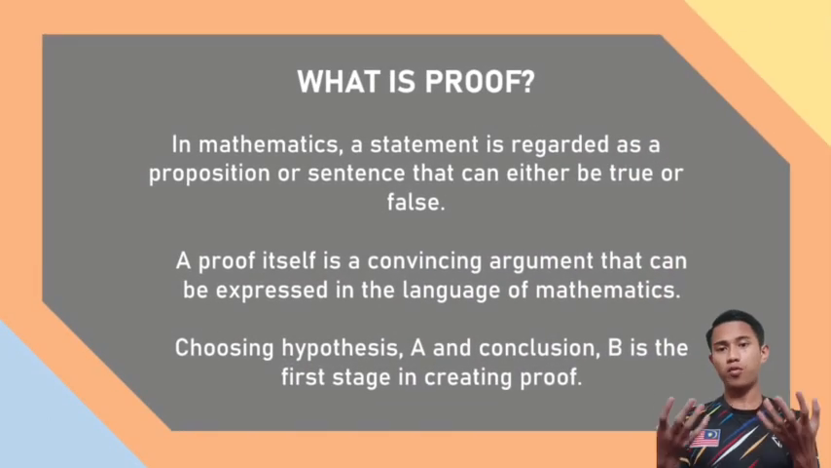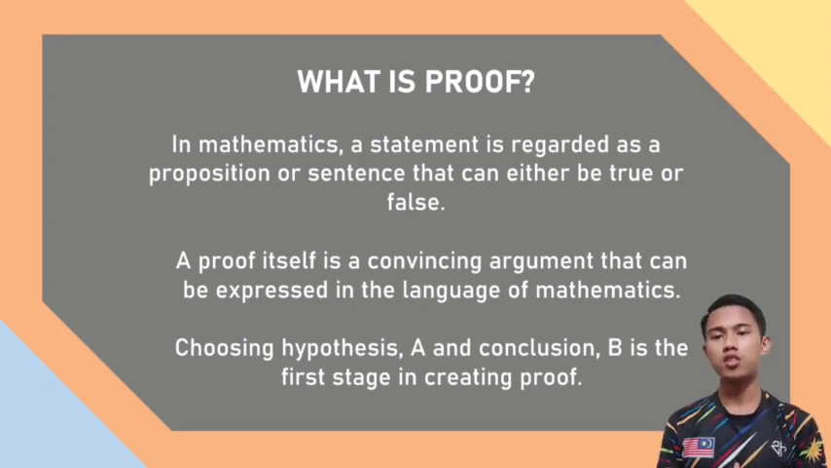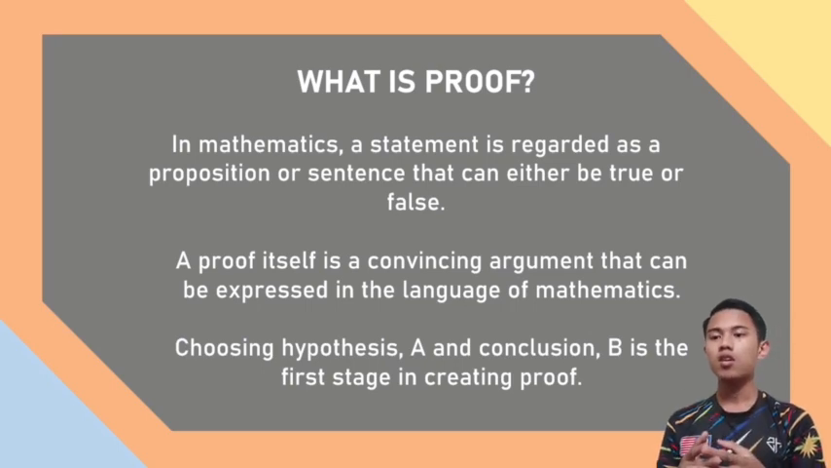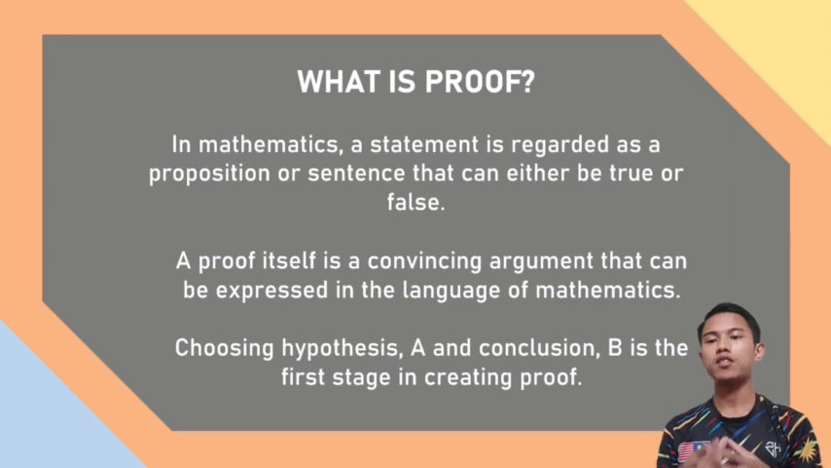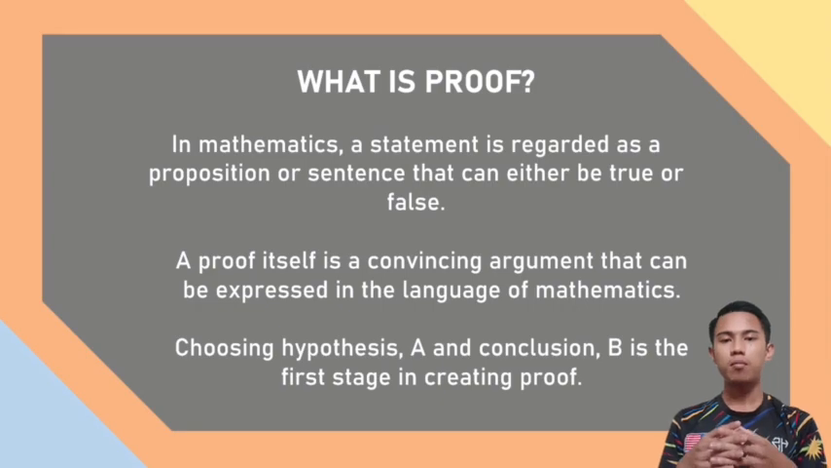So, what is proof? In mathematics, a statement is regarded as a proposition or sentence that can be either true or false. A proof itself is a convincing argument that can be expressed in the language of mathematics. Choosing the hypothesis, which is A, and the conclusion, B, is the first stage in creating a proof.